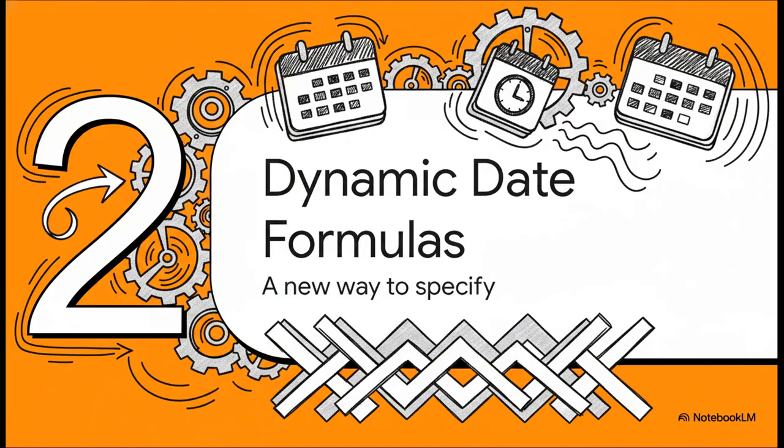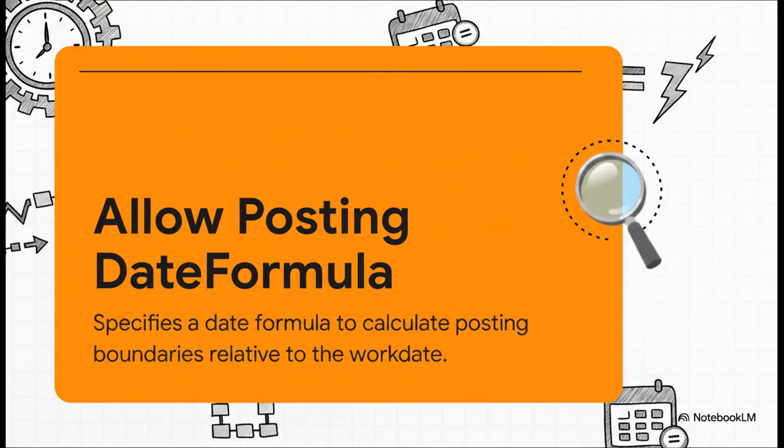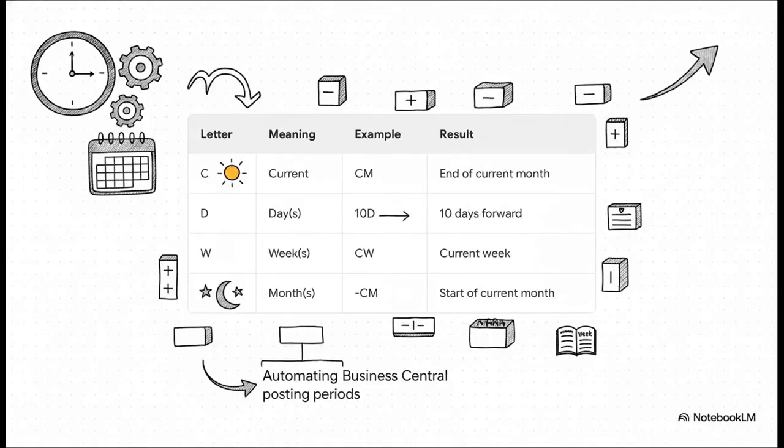Moving on to Section 2, meet dynamic date formulas. So, what is this exactly? Business Central has introduced two new fields, allow posting from DateFormula and allow posting to DateFormula. Rather than hard-coding static dates, you input a formula using up to 20 characters, just a mix of numbers and letters. The system then takes this formula and actively evaluates it against the current workdate every single time a posting date is validated.